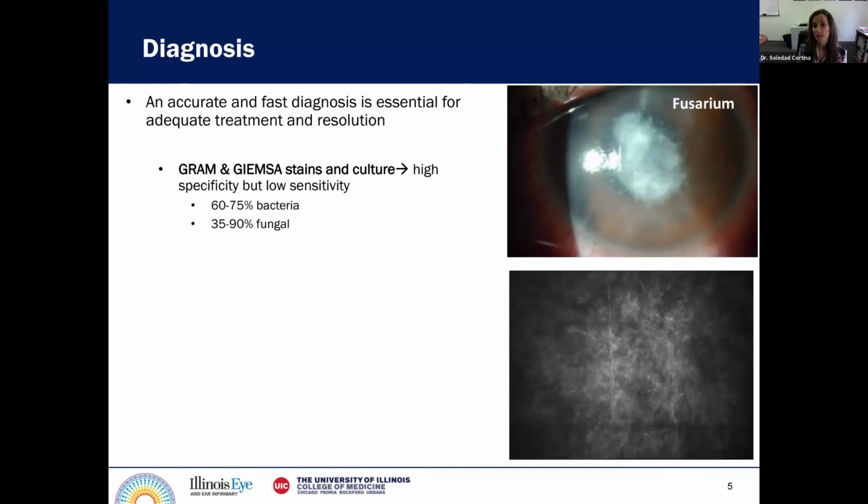We can use different media for different bacteria, with blood and chocolate agar, more common for bacteria than for fungal. We can use Sabouraud for fungi, or non-nutrient agar for acanthamoeba. We can use blood agar with E. coli overlay, so different medium depending on what organism we're suspecting. PCR, we typically use mostly for viral infections, but we're going to talk a little bit more about broadening its application to perhaps fungal and bacterial keratitis.